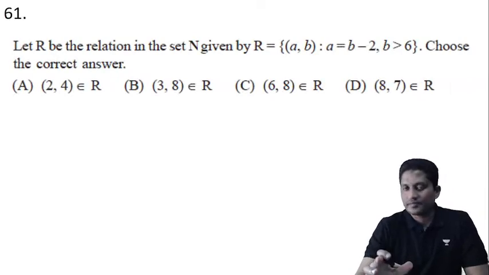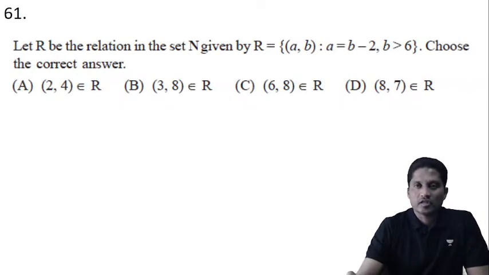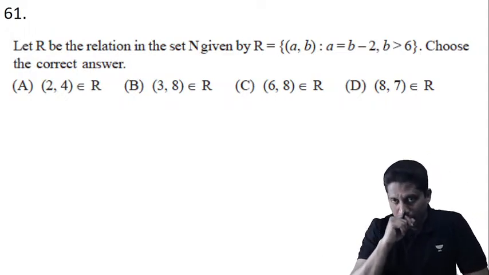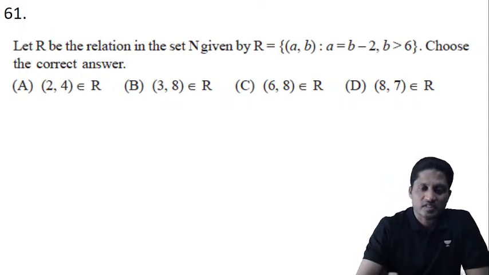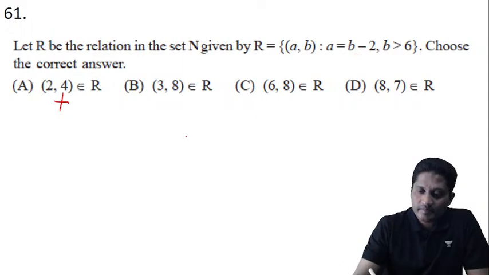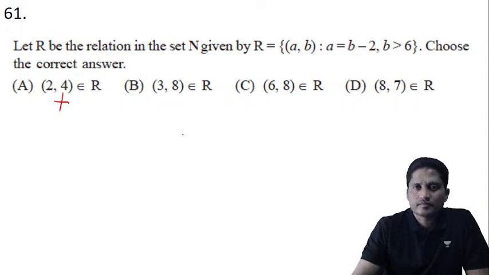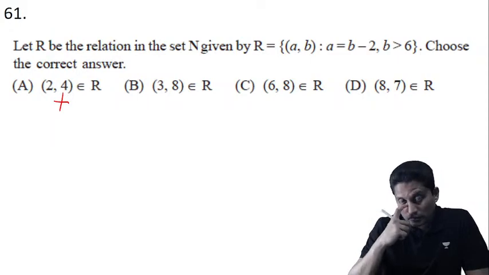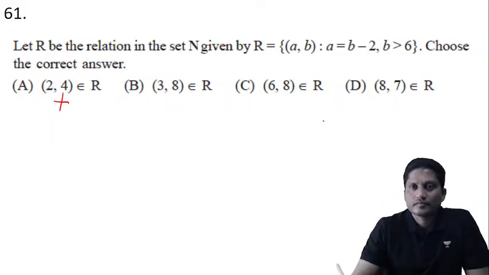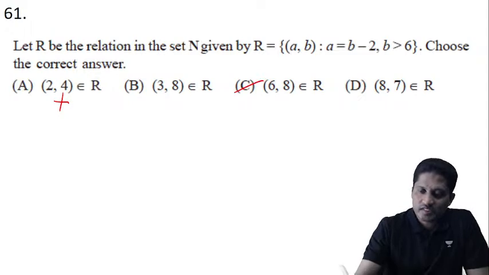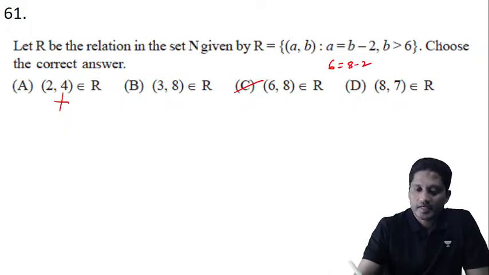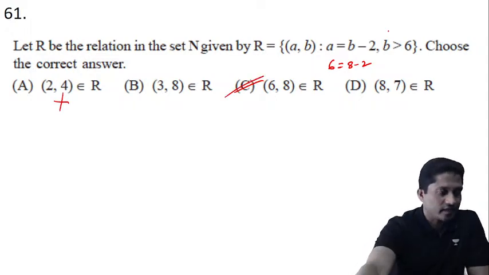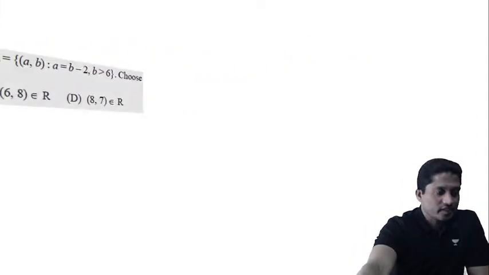Okay, here A minus B, A is equal to B minus 2, B should be more than 6. This is the NCERT question. B should be more than 6, so this is ruled out. Then A is equal to B minus 2. Only C will satisfy because 6 is equal to 8 minus 2. Right, answer is option C only, guys. C will satisfy. Let's move to the next question.